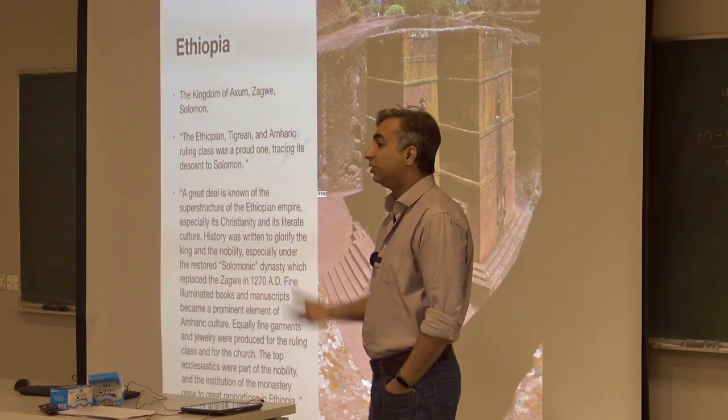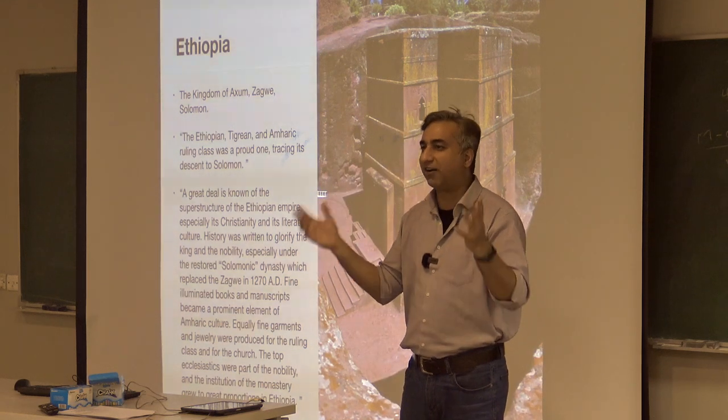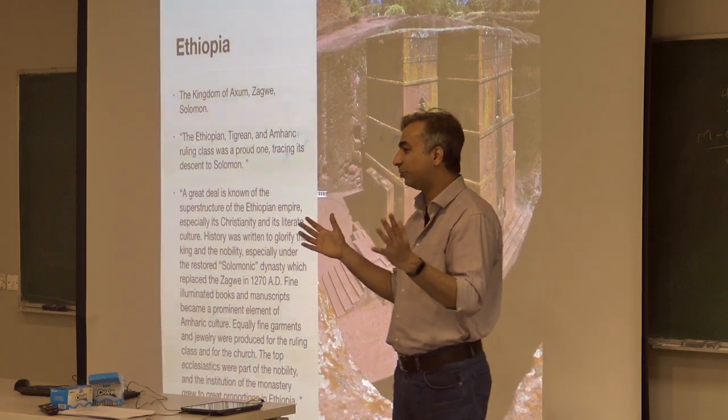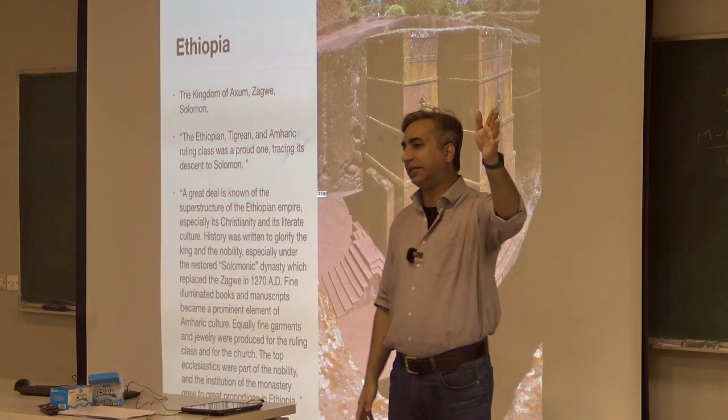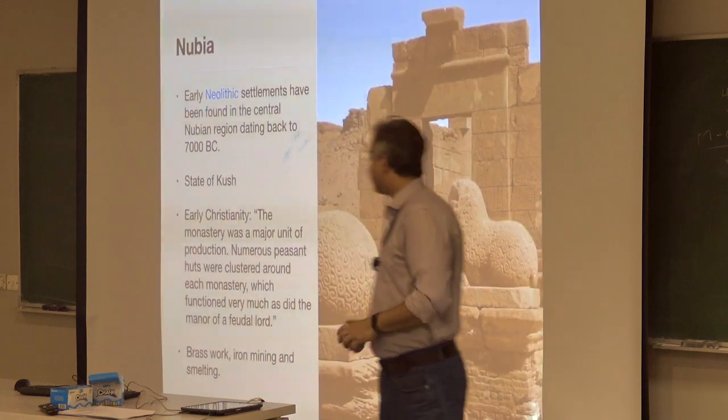So today we have a very different image of Ethiopia. Everybody's starving or whatever, you know, starving children of Ethiopia, etc. That was because of the famine in the 1980s. But Ethiopia was a great kingdom and a great civilization.